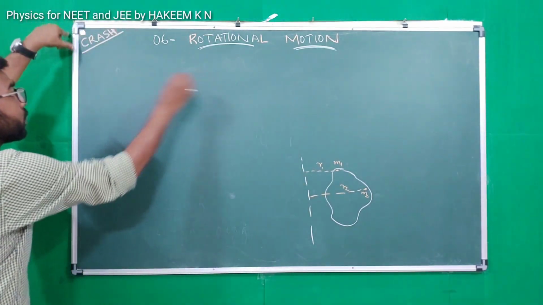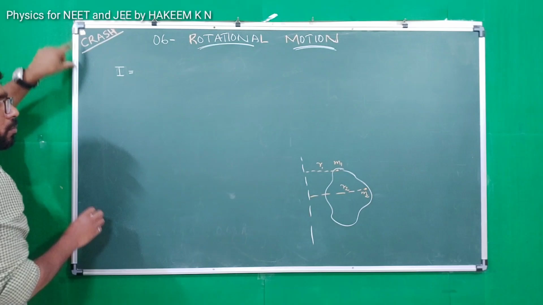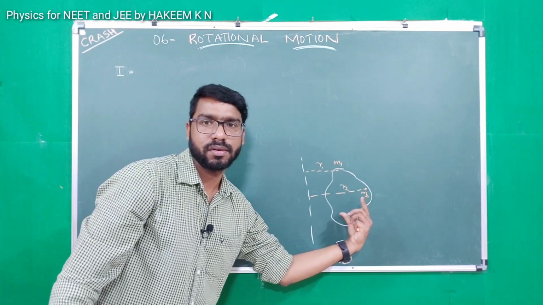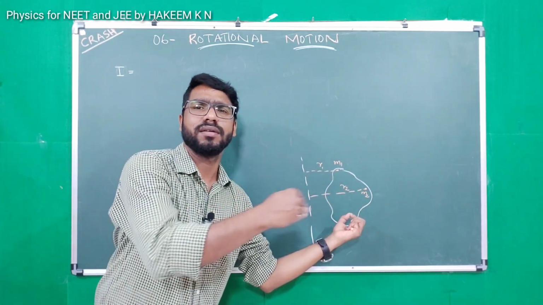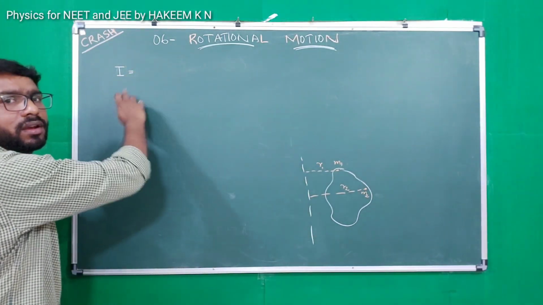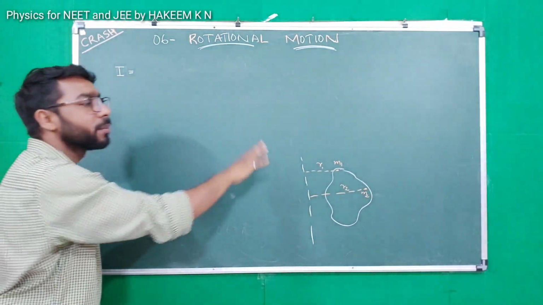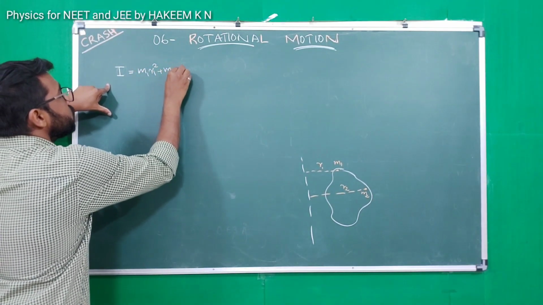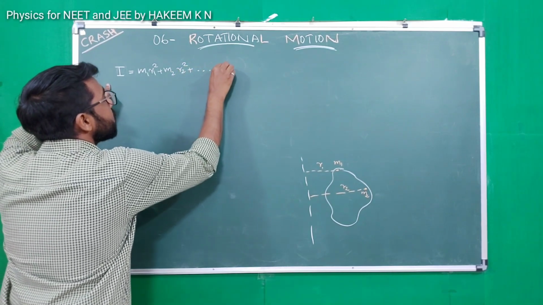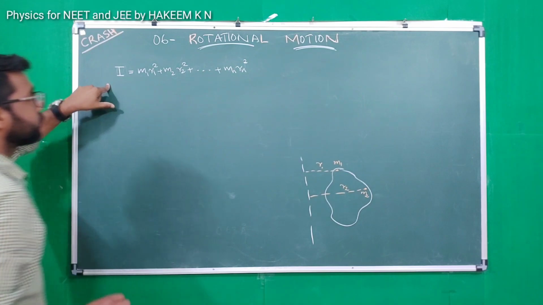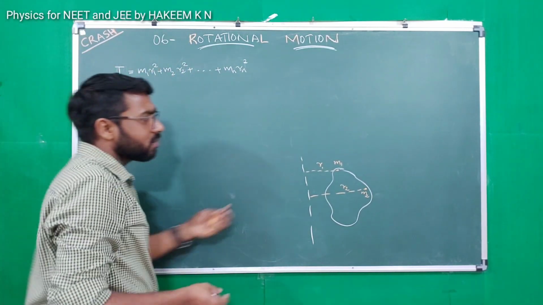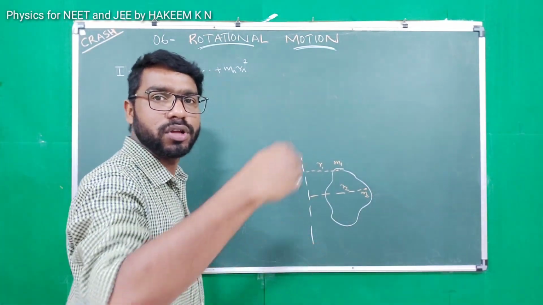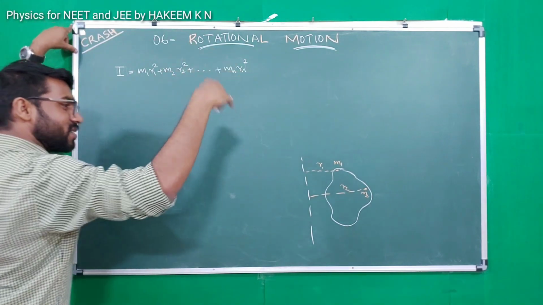From here we can say the total moment of inertia of the body I equals I1 plus I2 plus I3 plus etc. plus In. For however many point masses there are, we have to get their moment of inertia and add them up to get the total moment of inertia of the body. That means I equals m1 r1 square plus m2 r2 square plus etc. plus mn rn square. And here we take all mass particles to be identical, that means m1 equals m2 equals m3 equals etc. They are the same, m.